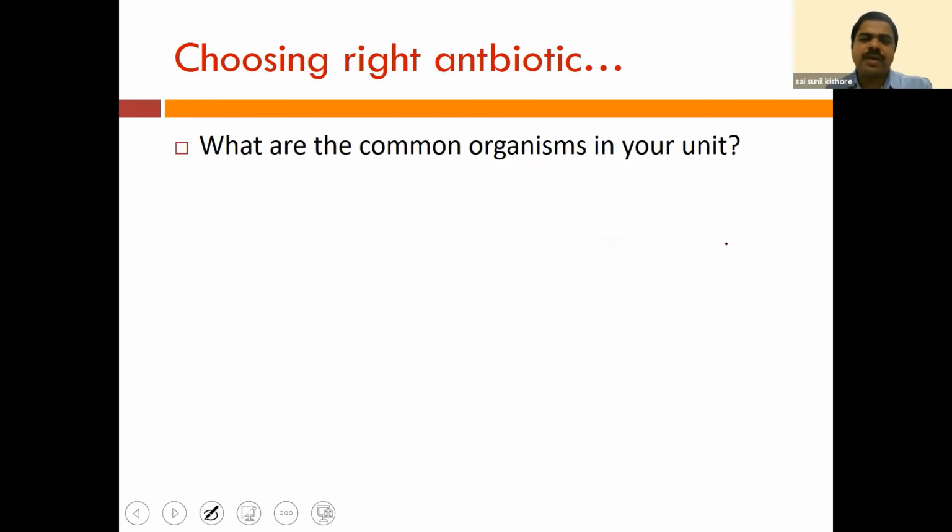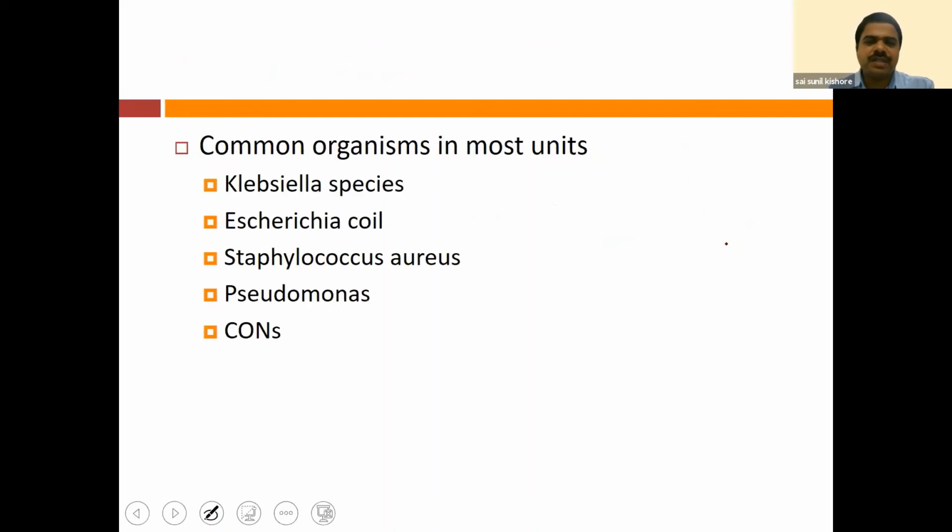Now, what are the common organisms in your units? In our unit these are the common organisms, and this is true in most other units also: Klebsiella, E. coli, Staph, Pseudomonas, CONS. These are the common organisms. Candida is a common organism in some of the units.